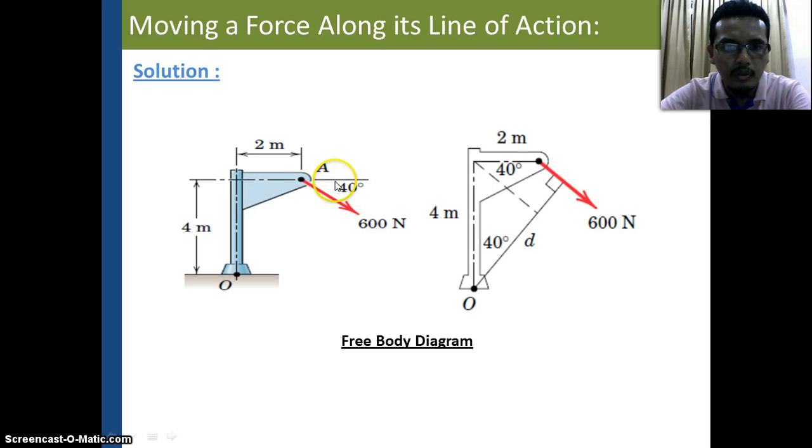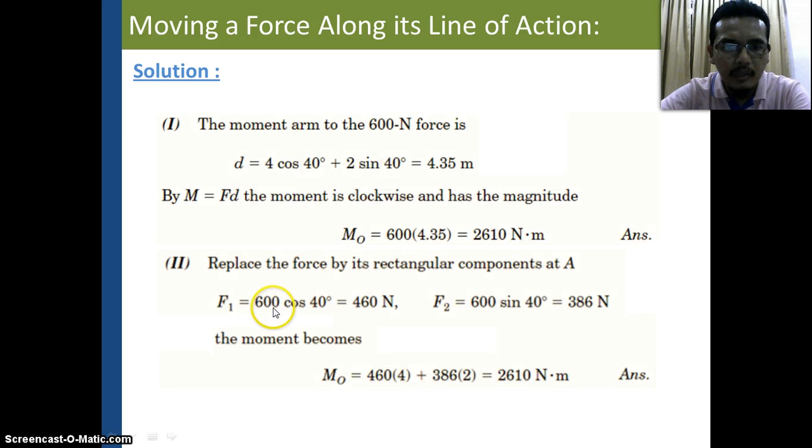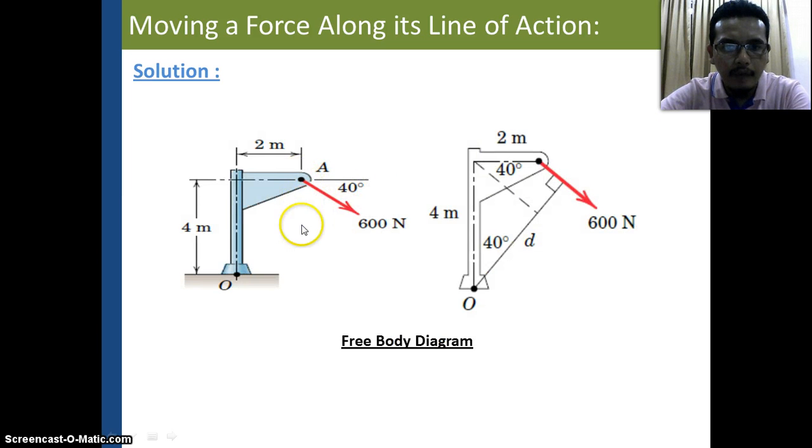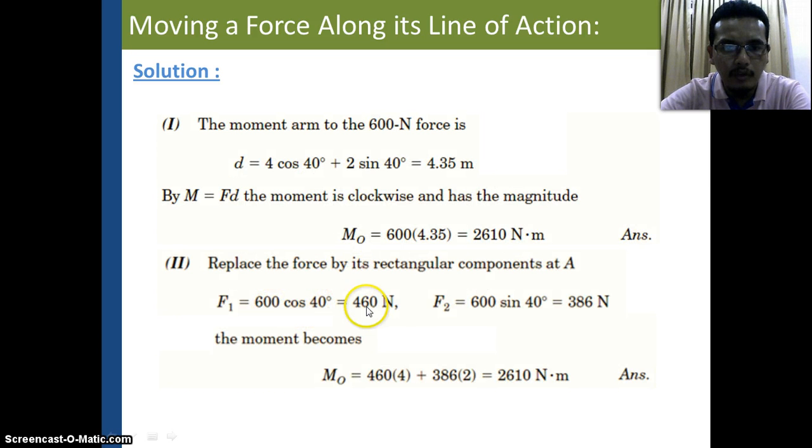Because the force is a vector, you resolve into X and now also into Y. So we have component X and component Y. F1 is the component of X, F2 is the component of Y. The component of X is multiplied by its perpendicular distance, which is 4, and the component of Y is multiplied by its perpendicular distance, which is 2. So we have 600 cos 40 and 600 sin 40. You sum up, so the total moment is the force multiplied by distance, and we have 2610.